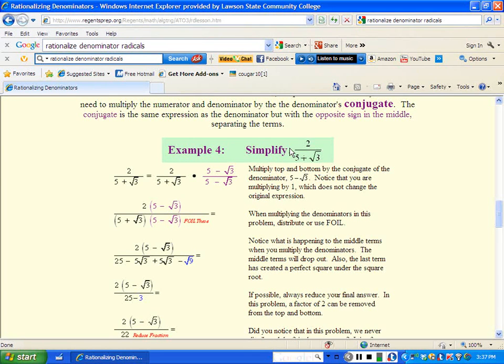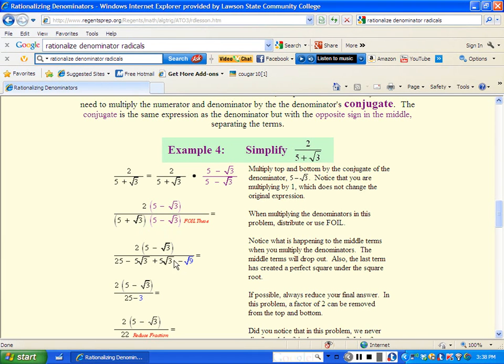What is the conjugate of 5 plus the square root of 3? It's 5 minus the square root of 3. The only thing that changed to get the conjugate was to change the sign in the middle to the opposite sign. If you multiply conjugates together, they're binomials, so we have to FOIL this. 5 times 5 is 25. 5 times the negative square root of 3 is negative 5 times the square root of 3. Positive 5 times the square root of 3 is plus 5 times the square root of 3. And square root of 3 times the negative square root of 3 is negative square root of 9.